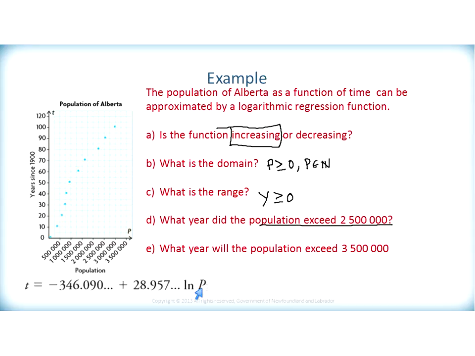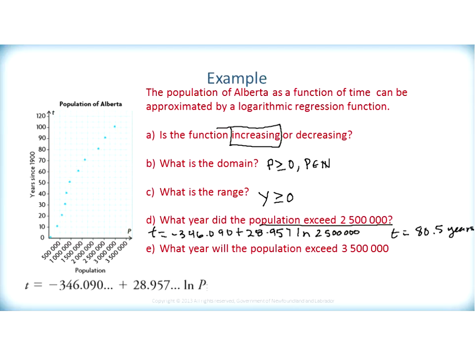So that would give us time equals -346.090 plus 28.957 times ln of 2,500,000. This would give us, when we put it on our calculator, the time would be 80.5 years.